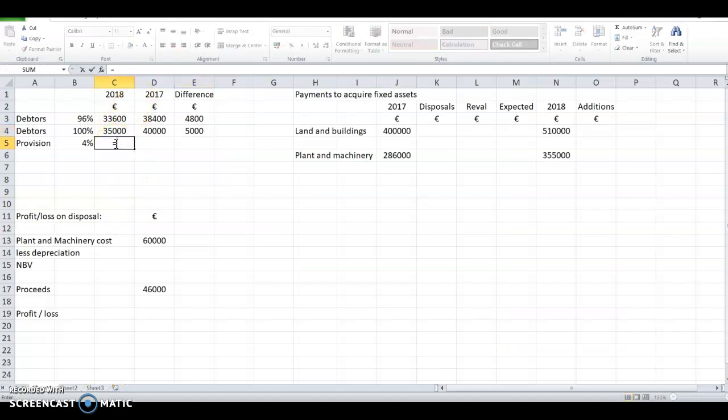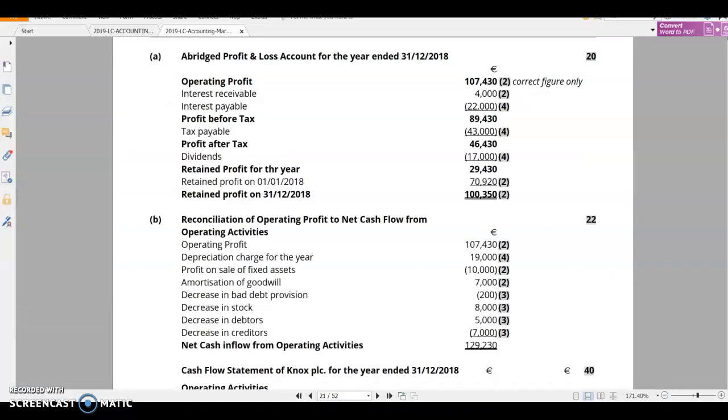So what's the 4% provision? It'd be 1,400 this year, 1,600 last year. So that is a decrease in bad debt provision. Decrease in provision, good thing. It will be other income in your profit and loss. But remember, you're trying to undo that. So to undo the decrease in bad debt provision, you would subtract it. So that would have been €200 added on in the profit and loss. We're undoing it by subtracting €200.